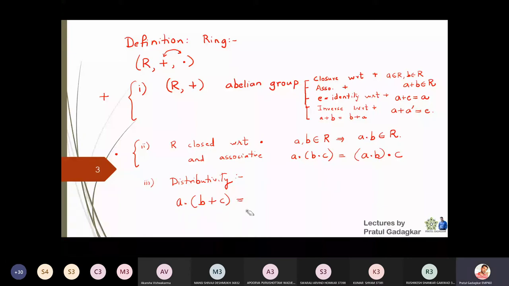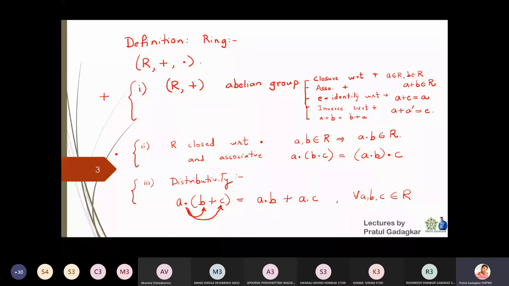So I want to use distributivity, which means this multiplication is going to distribute over the addition. I will repeat, why is it called distributivity? Because this multiplication sign is going to distribute over the addition. So which is A dot B plus A dot C. So this property must also hold. If all these three properties hold, then this set R with respect to these two operations, plus and dot, is called a ring.